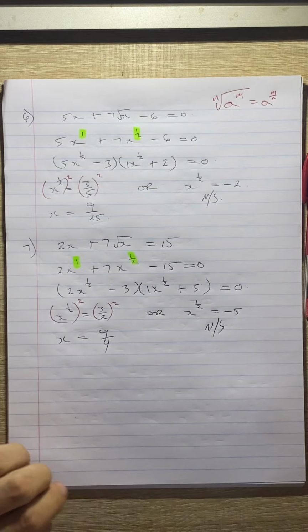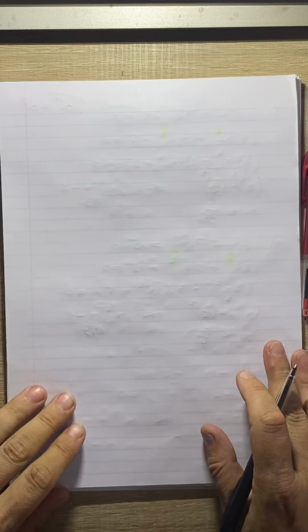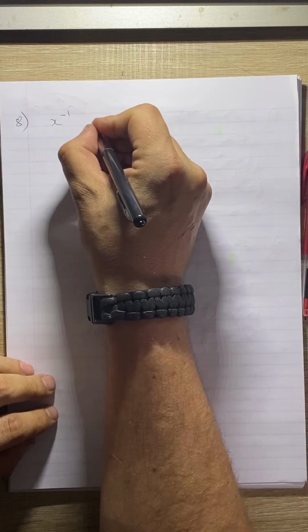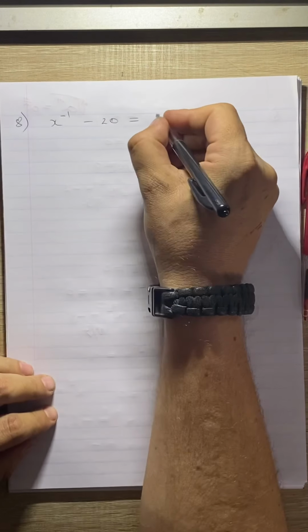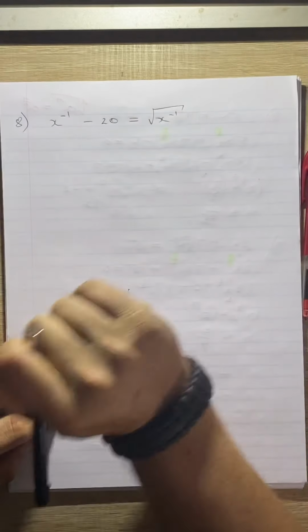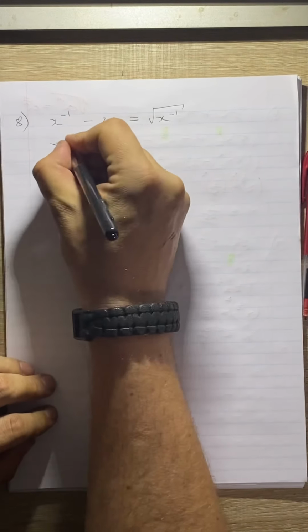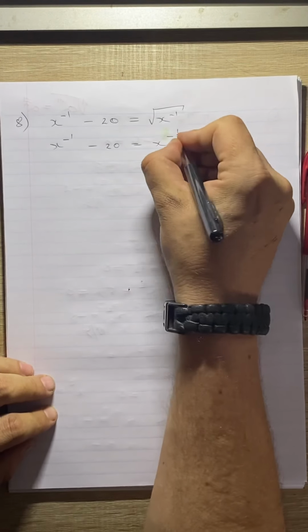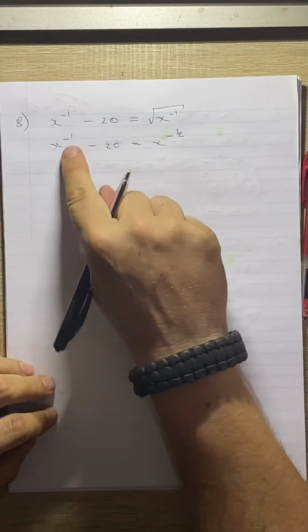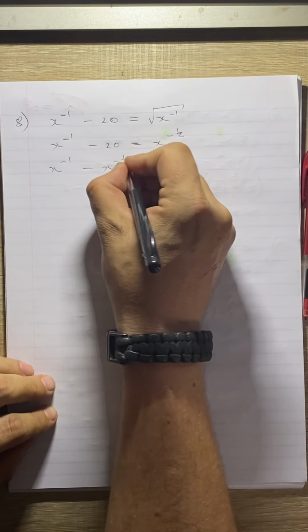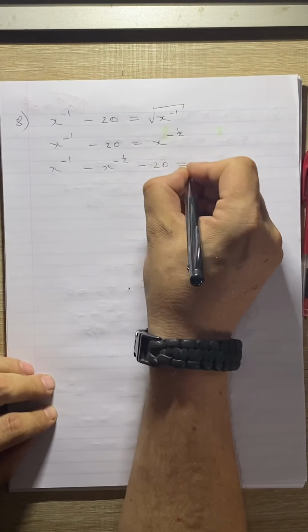All right, last one, guys. Question 8. Let me do it on the side. Okay, so question 8. x to the minus 1 minus 20 is equal to x to the minus 1 in a square root. Let's get rid of the square root. So we get x to the minus 1 minus 20 is equal to x to the minus a half. Okay, take that to that side and we get x to the minus 1 minus x to the minus a half minus 20 equals 0.